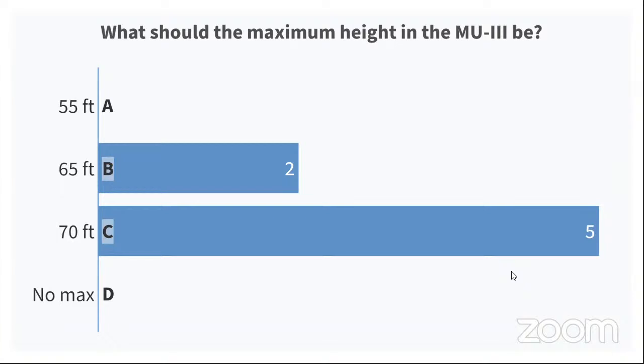Maybe I should have had an other. It looks like the majority are thinking maybe 70. Again, not binding. So we can always bring something back, maybe pair it with a setback, further refine it.